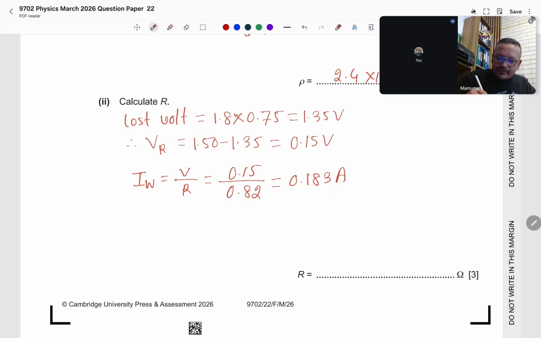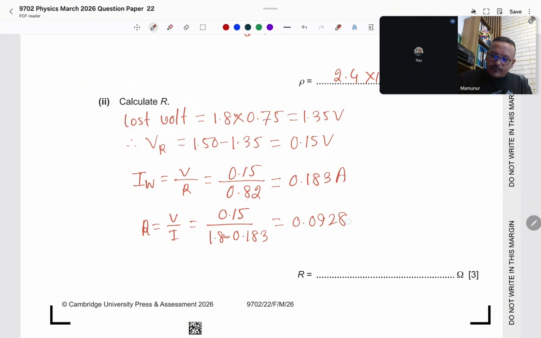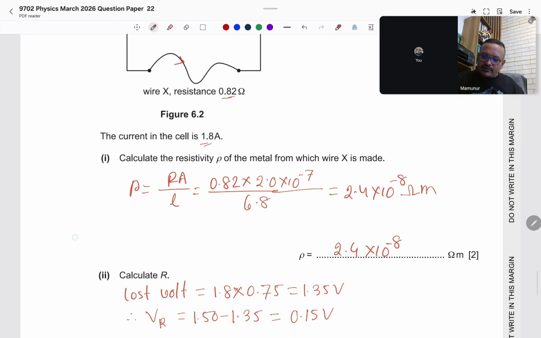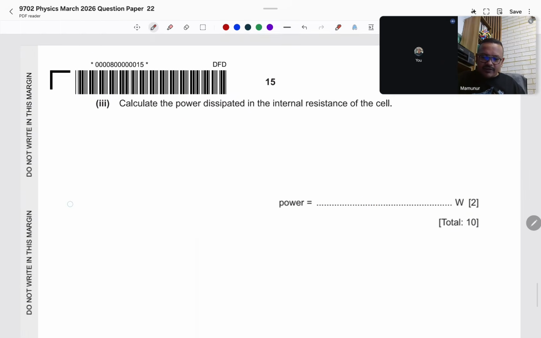Now I have everything, so I can calculate R equals V by I. The voltage across this resistance is 0.15, and the current I can subtract from the total current, 1.8 minus 0.183, which gives 0.0928 ohm. So the resistance is 0.093, because they are all two significant figures, so the answer will also be in two significant figures.